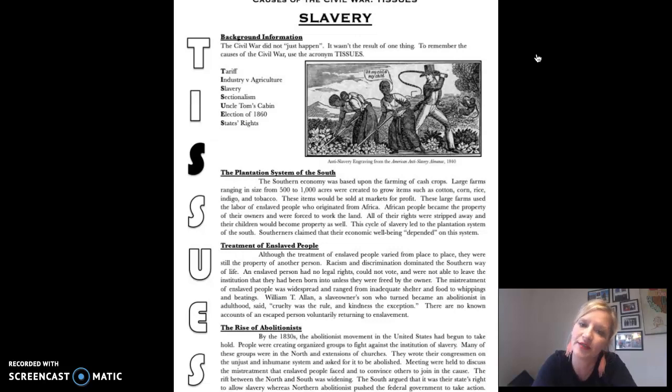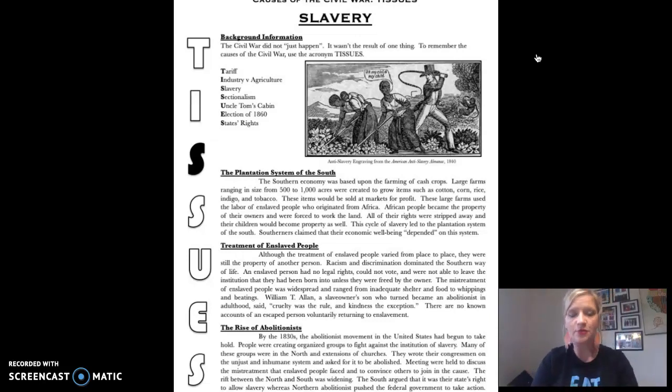And so provided for you is a picture, an anti-slavery engraving from the American Anti-Slavery Almanac, 1840. And so you can see right there what's going on. The plantation system of the South. The Southern economy was based upon the farming of cash crops. Large farms ranging in size from 500 to 1,000 acres were created to grow items such as cotton, corn, rice, indigo, and tobacco. And of course they had other stuff too, but that's just your big stuff.